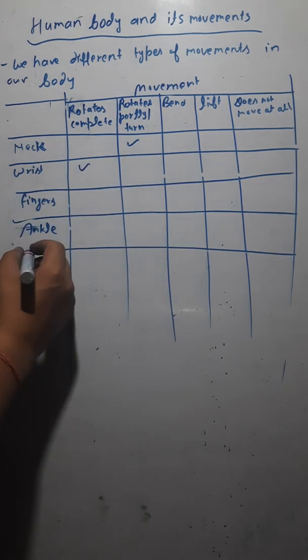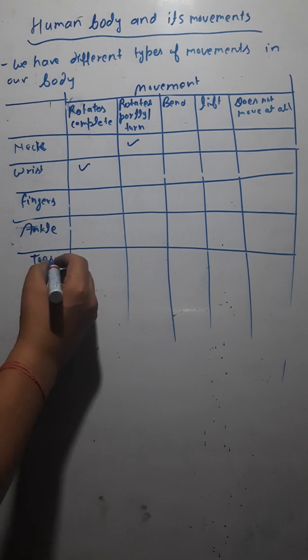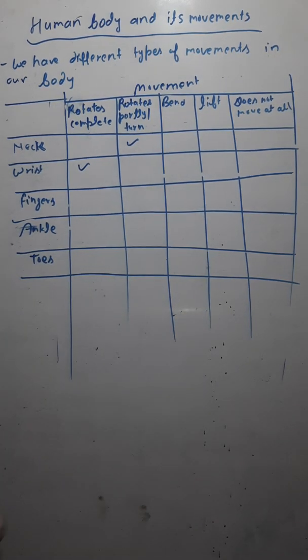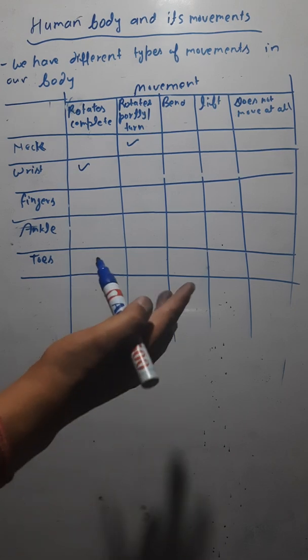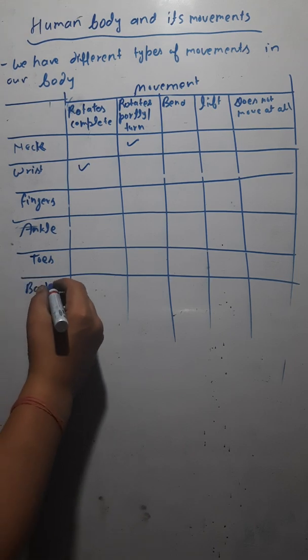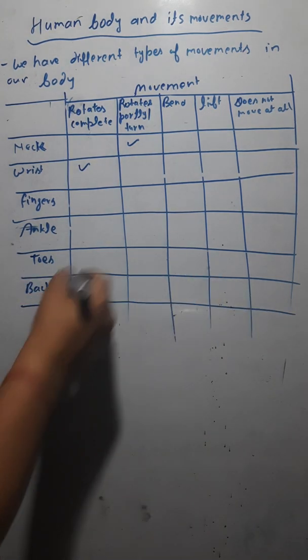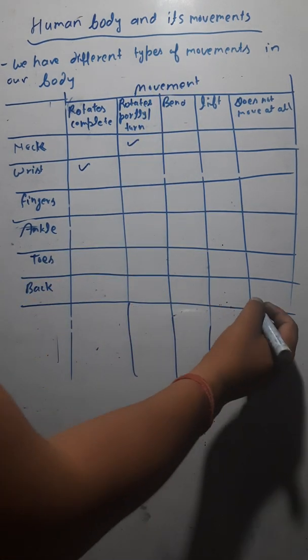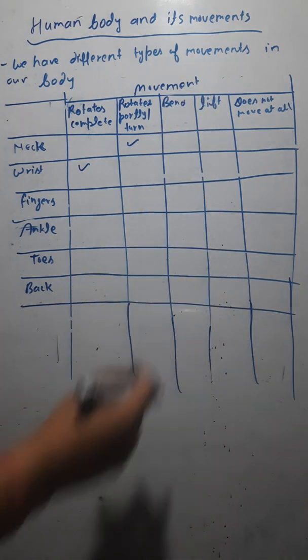Then the next, toe. So which type of movement would be there in the case of the toes? Like fingers, in the same way in the toes also. Then your back. You can bend your back. So bending movement would be there in the case of the back, so you would tick in bending there.